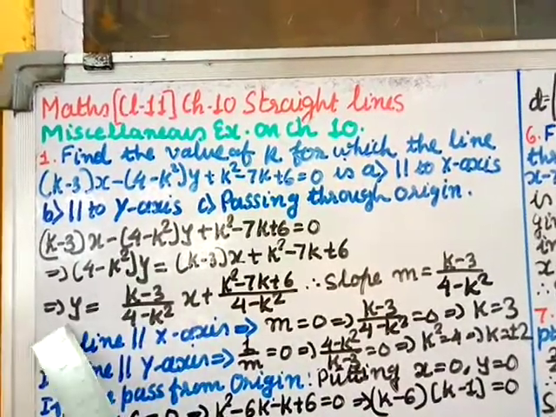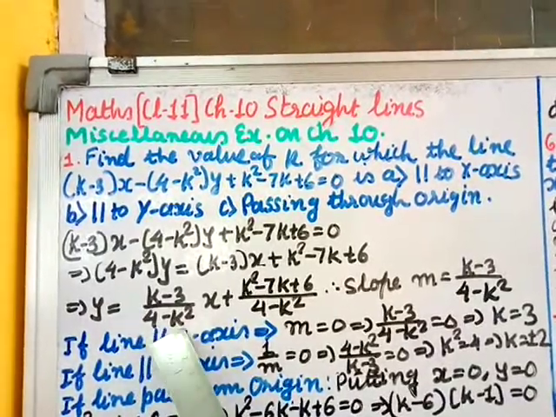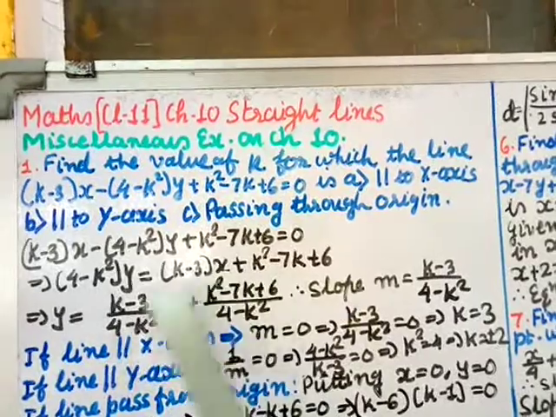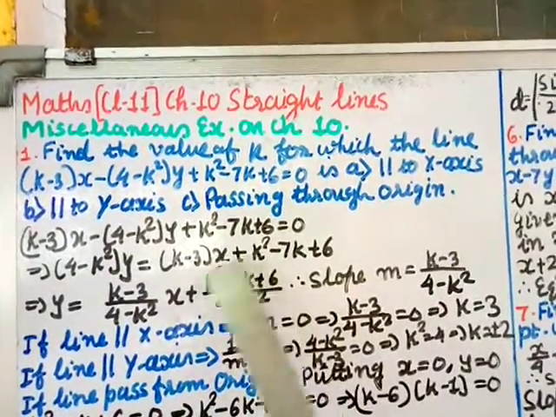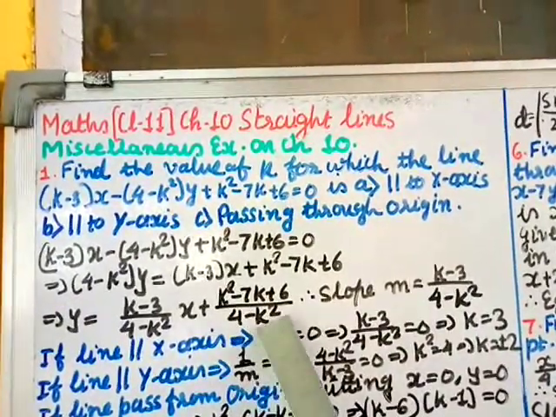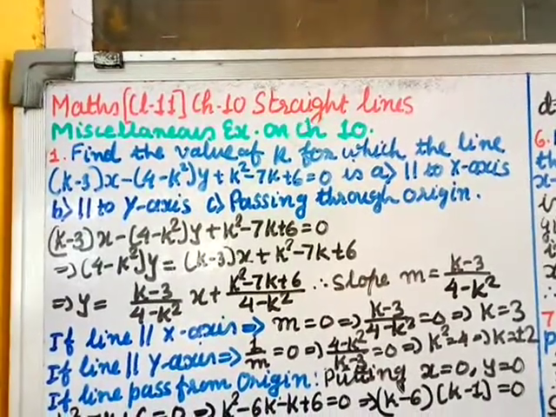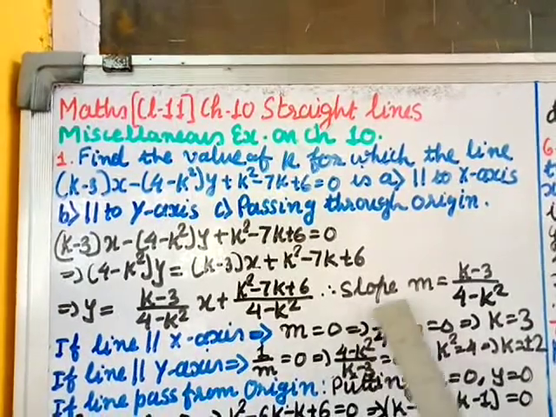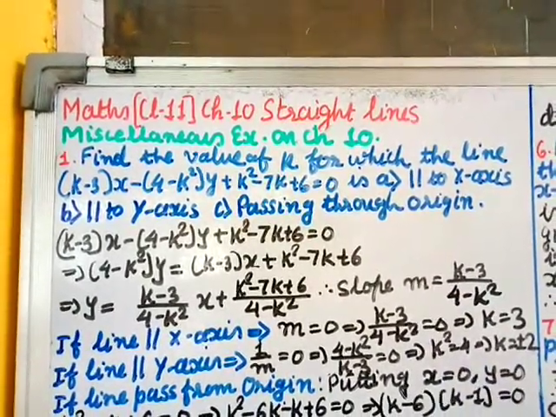So here remains y equal to (k minus 3) divided by (4 minus k square) into x plus, over this denominator I write these together because these are constant terms without x and y, (k square minus 7k plus 6) divided by (4 minus k square). When you compare with the slope intercept form, the slope will be the coefficient of x. So slope m is equal to (k minus 3) divided by (4 minus k square).